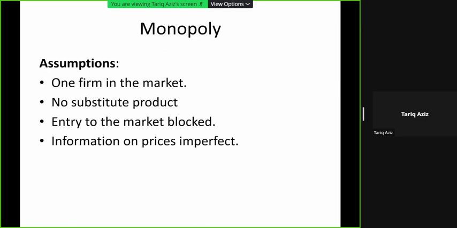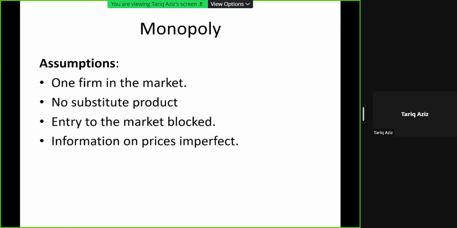So we discussed perfect competition. Now today we are going to start talking about monopoly, which is the other extreme version of market structure. On one side, we have perfect competition, and on the other extreme, we have monopoly.